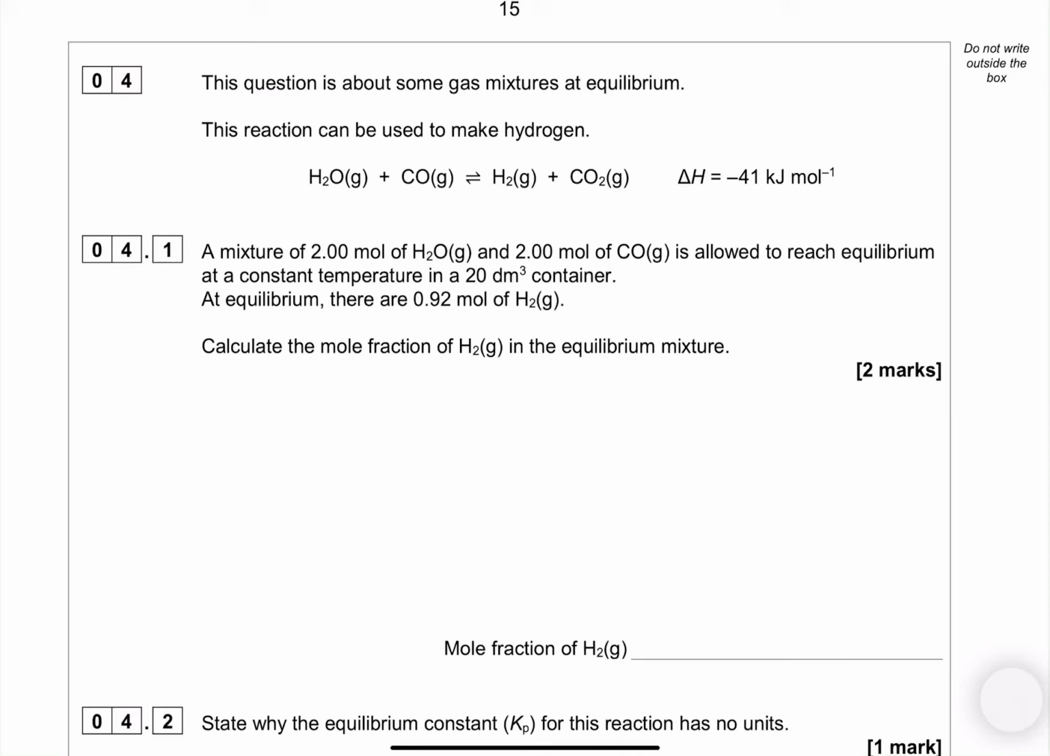This question is about some gas mixtures at equilibrium. The reaction can be used to make hydrogen. A mixture of 2 moles of water or steam and 2 moles of carbon monoxide is allowed to reach equilibrium at a constant temperature in a 20 decimeter cube container. At equilibrium, there are 0.92 moles of hydrogen. Calculate the mole fraction of hydrogen in the equilibrium mixture.